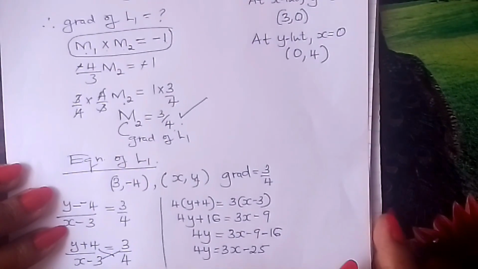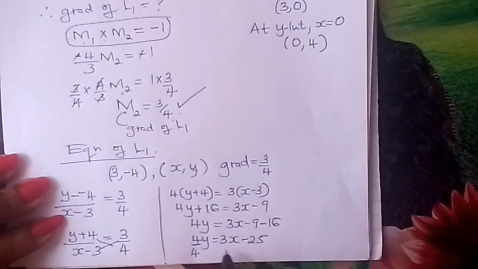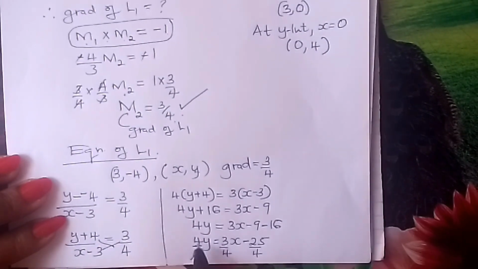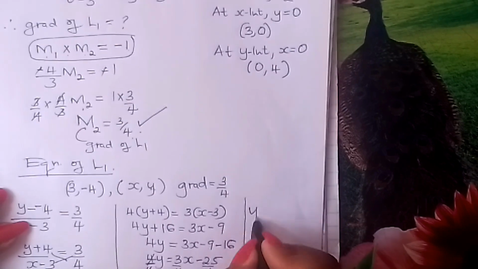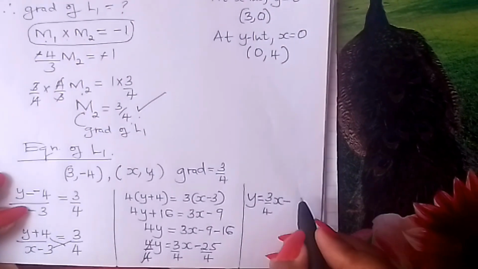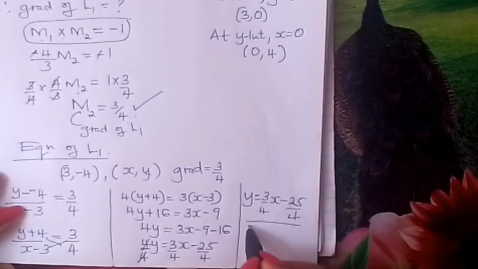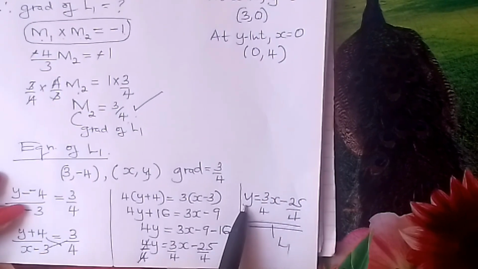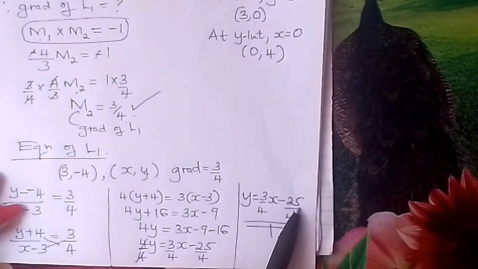From there, make y the subject of the formula by dividing by 4 everywhere. So this and this cancel out. And so your y is therefore equal to 3/4 x minus 25/4. And this is the equation of L1. You've made y the subject of the formula, so you have left the equation in the form y = mx + c.